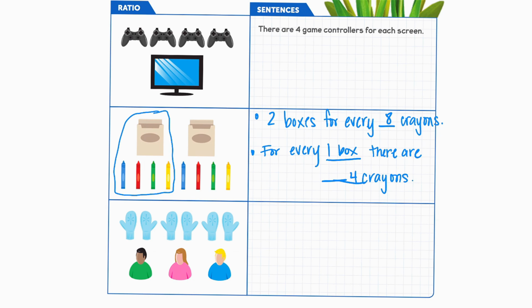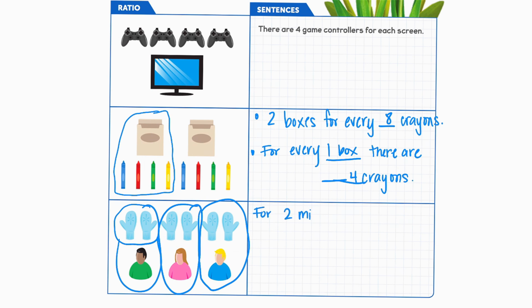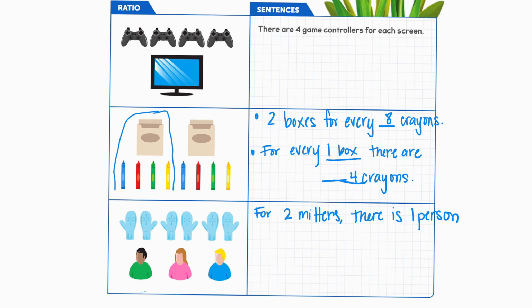Okay, now the next one, when we talk about mittens, we think of that as a pair. So I can see that here we have a matching one, and a matching one. We have a group. So for every, I can write it like this, for every 2 mittens, there is 1 person. Or we can look at it as an equivalent ratio where we're looking at a group.